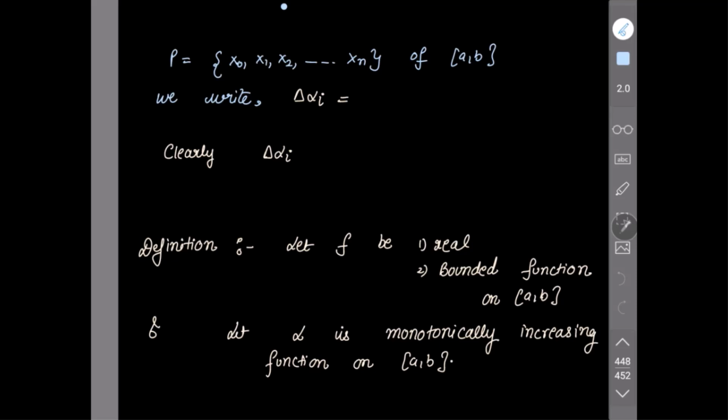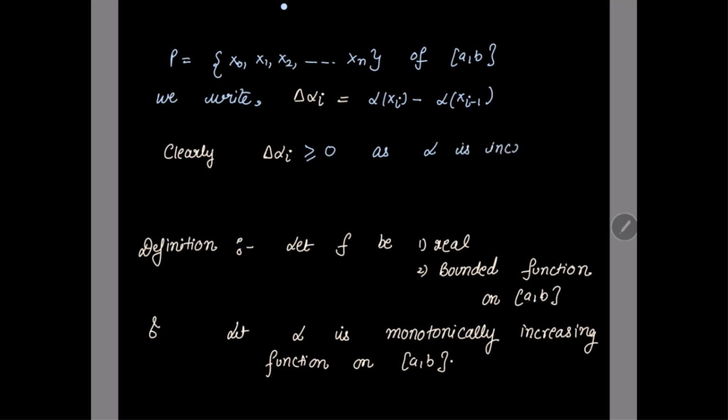Let's have a partition P = {x0, x1, x2, up to xn} of this closed interval [a, b]. Now corresponding to each partition of this closed interval, we write delta alpha i equal to alpha at xi minus alpha at xi minus 1. Simple? Okay. So clearly this delta alpha i is greater than or equal to 0. Why? Because alpha is increasing on the closed interval [a, b]. We have taken a monotonically increasing function on the closed interval [a, b].